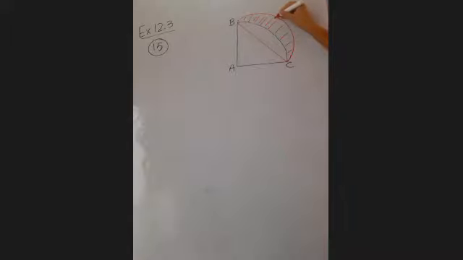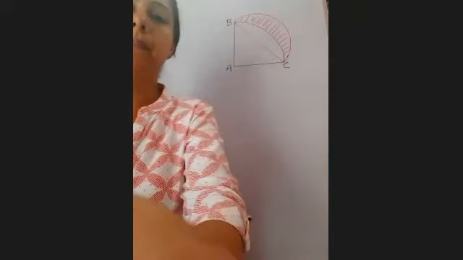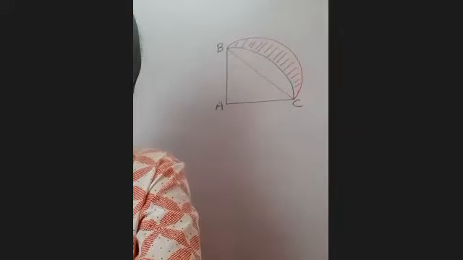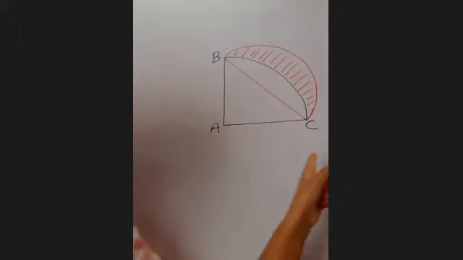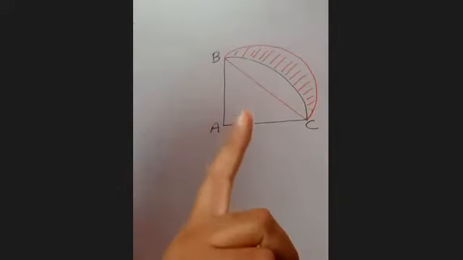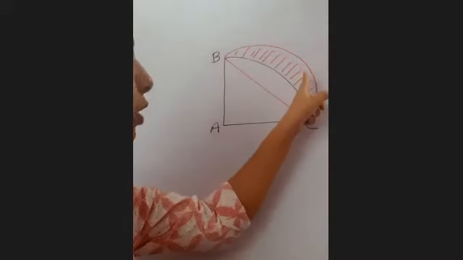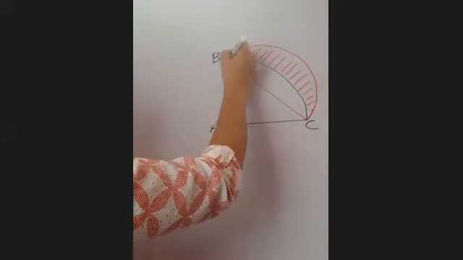First of all, children, let's be clear. Let me just zoom in. Is the shaded region the entire semicircle? No, ma'am. Is the shaded region a part of your quadrant? Please be careful. No, ma'am.